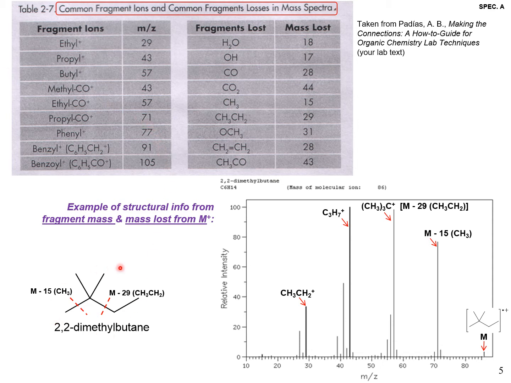In this particular case, for example, we have the molecular ion, and then it loses 15, a mass of 15, which indicates the presence of methyl in the molecule. It also has a loss of 29, which can correspond to the loss of an ethyl. And you can see that we have a peak at 57, which corresponds to a butyl, t-butyl in this case.